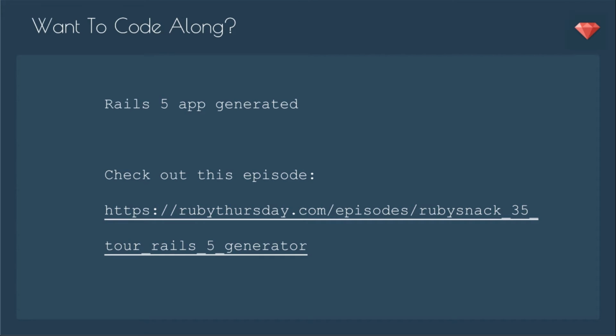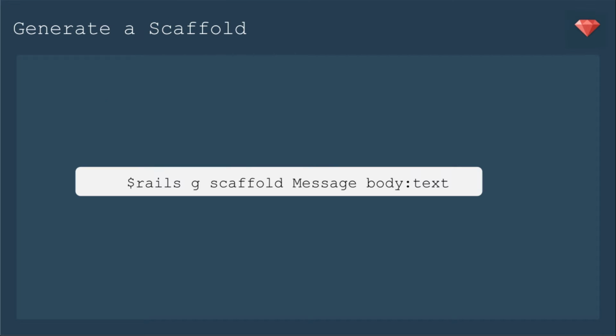You can check out this episode, RubySnack number 35, for a tour of how the Rails 5 generator is different than the Rails 4 generator. First up, let's generate a scaffold and see how it's different. I'm going to scaffold a very simple resource message with an attribute of body that is text.